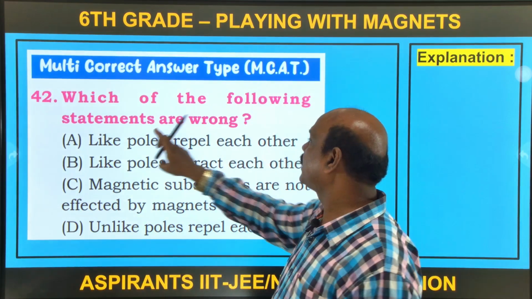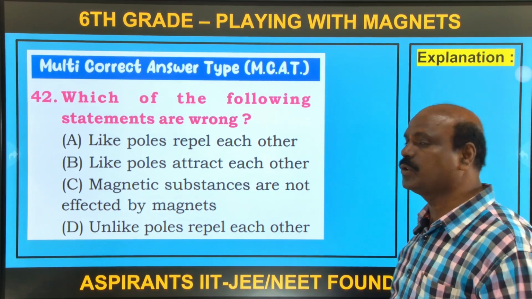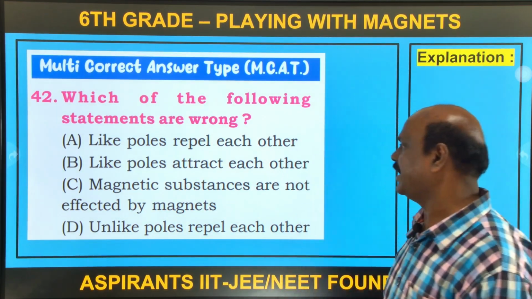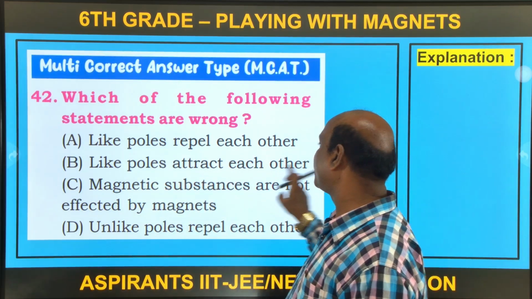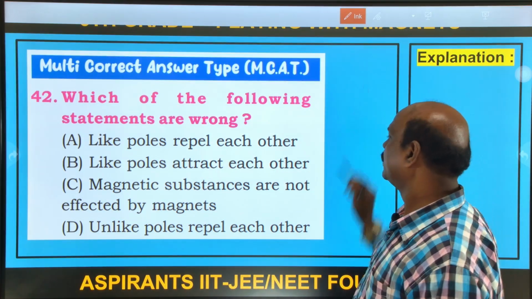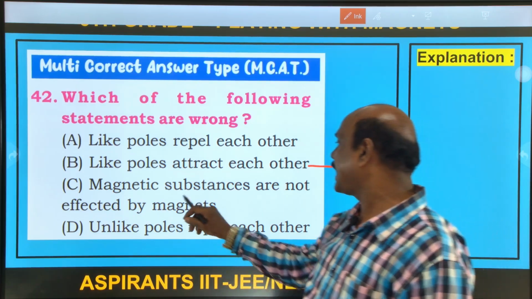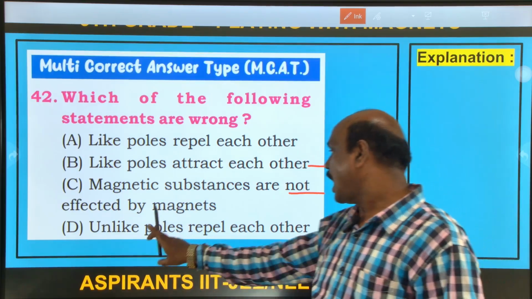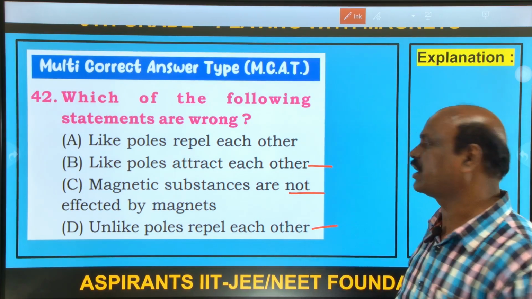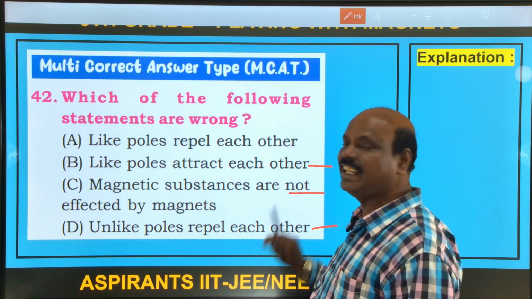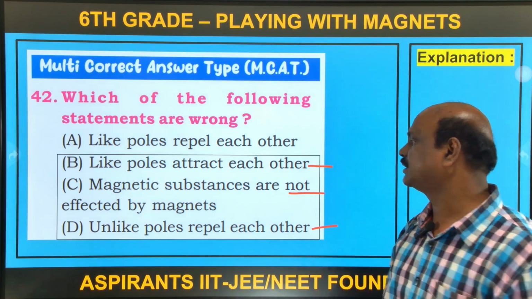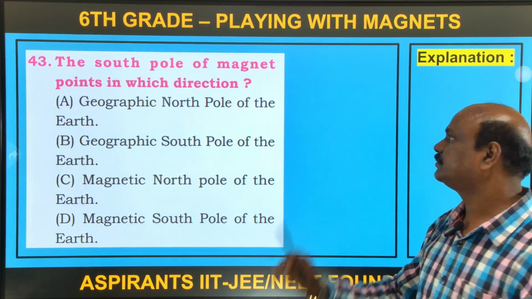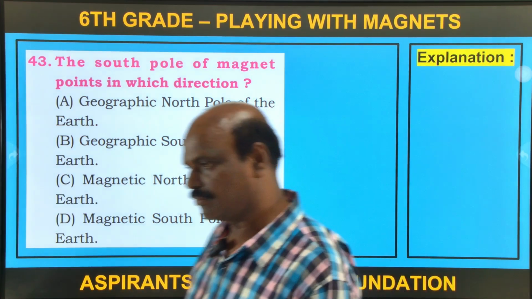Which of the following statements are wrong? In this we have to choose the wrong statements. Like poles repel each other, it is a right statement. Like poles attract each other, it is a wrong statement. Magnetic substances are not affected by the magnet, this is also a wrong statement. Unlike poles repel each other, this is also a wrong statement. So in this, B, C, D are the wrong statements. You can see all these are bordered. Next.